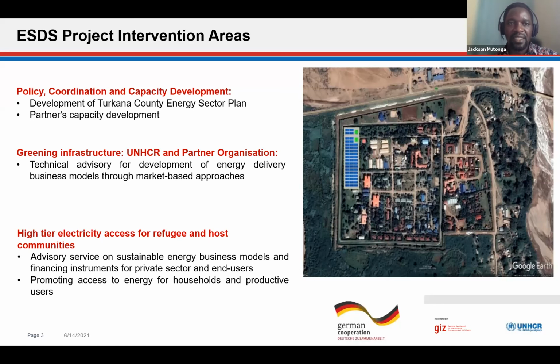Then we are also developing their capacities in the area of energy. Then again, we are looking at the greening of UNHCR and other humanitarian organizations' infrastructure. And here we will provide technical advisory on business delivery models, especially with the involvement of our private sector, because most of the humanitarian organizations use fossil fuel powered infrastructure. I mean, their assets are powered by fossil fuel. Then we will also be looking at energy access for the refugees and host communities. These are the households, the businesses, and the institutions. And here we are looking majorly at higher electricity access, which can also be used for productive use.